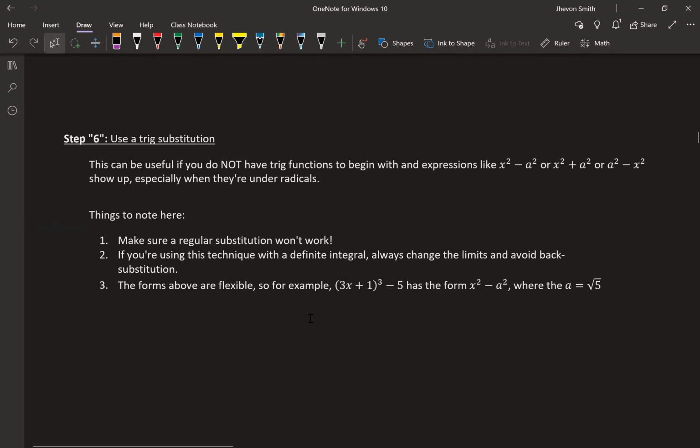Another one is the trig substitution. Now, these guys are particularly useful whenever we see one of these. So you have to notice one of these in play. So you have to either see this.